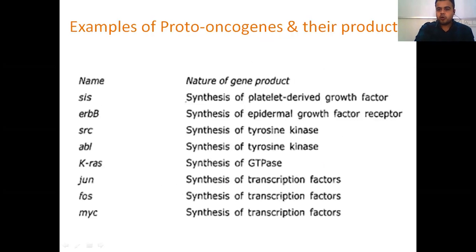Now we have some examples of proto-oncogenes and their products, as you can see. Out of these, MYC and KRAS and SRC are important, okay? And the products, as you can see, SRC synthesizes tyrosine kinase. It also synthesizes some of the transcription factors. I hope you know what is transcription.